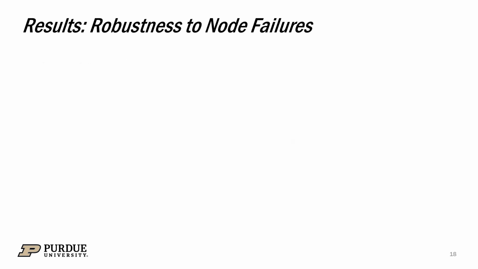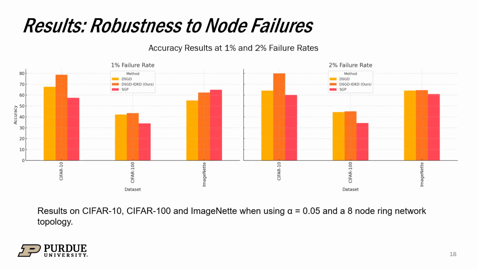We visualize the performance of IDKD under node failures. Here we show two graphs for 1% and 2% failure on left and right respectively. We obtained the results on CIFAR-10, CIFAR-100, and ImageNet when using an alpha of 0.05 on an 8-node ring network topology. Here we visualize DSGD, our baseline algorithm, in yellow, and DSGD-IDKD in orange. Clearly, we see IDKD improves performance of DSGD. We also have SGP, another algorithm known to converge under time-varying graphs, as reference.